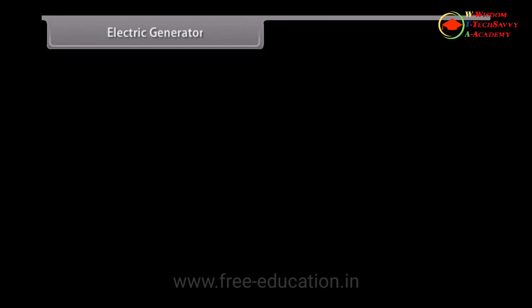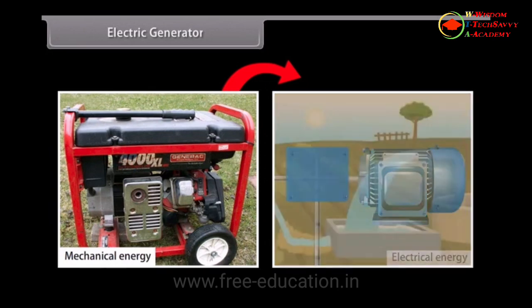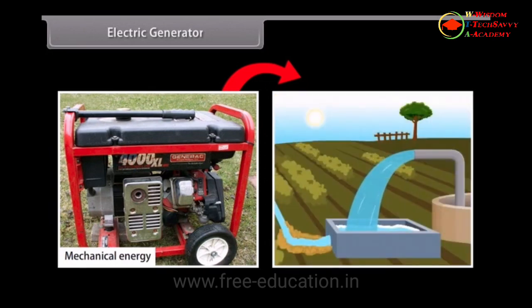Electric generator. An electric generator converts mechanical energy to electrical energy. It forces electrical charge to flow through an external electrical circuit. An example is a water pump, which causes water to flow but does not create water.